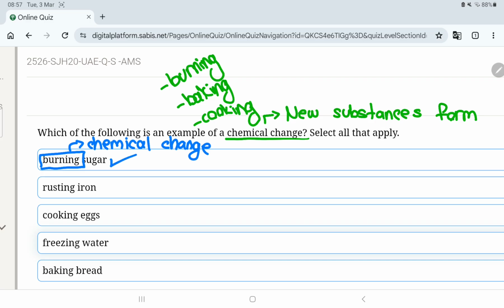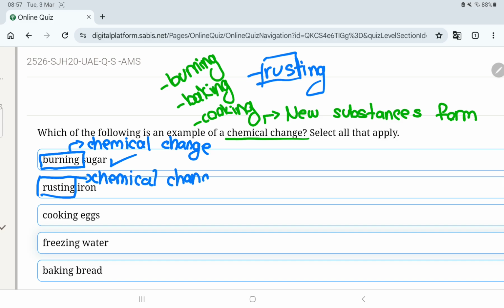Oh guys, also rusting. Rusting. How could I forget? Why? Because rusting iron, it's gonna form a new material, which is what? Rust. So is rusting a chemical change? It is a chemical change. Okay? So correct. Cooking, it is also a chemical change.